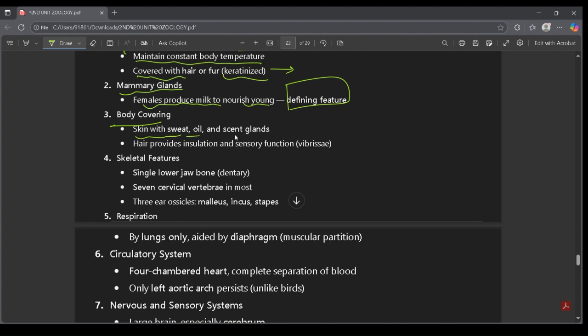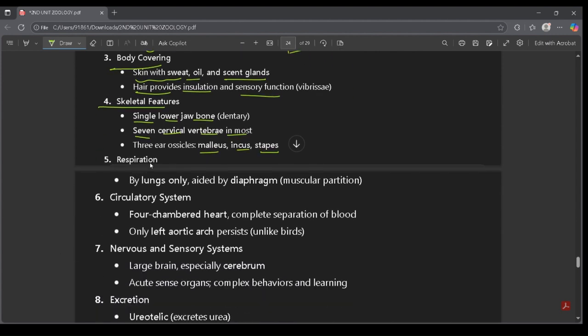Skin with sweat, oil, and scent glands. Hair provides insulation and sensory function. Now, number four being skeletal features: single lower jawbone and seven cervical vertebrae in most, three ear ossicles: malleus, incus, and stapes. Now, number five being respiration, they follow the process of respiration by lungs only, aided by a diaphragm, which is nothing but a muscular partition.